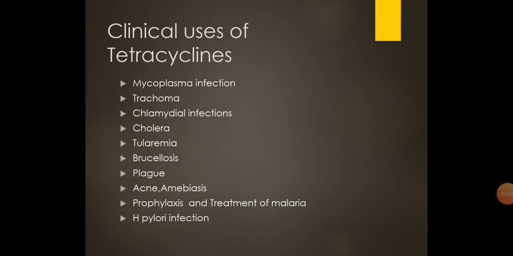Before coming to the clinical uses of tetracyclines, let us discuss the clinical use of the glycylcycline derivative tigecycline. Because in the previous slide, I mentioned that tigecycline has a half-life of 36 hours. It's a derivative of minocycline, has a wider antimicrobial effect, and its clinical uses in comparison to older tetracyclines are much superior.